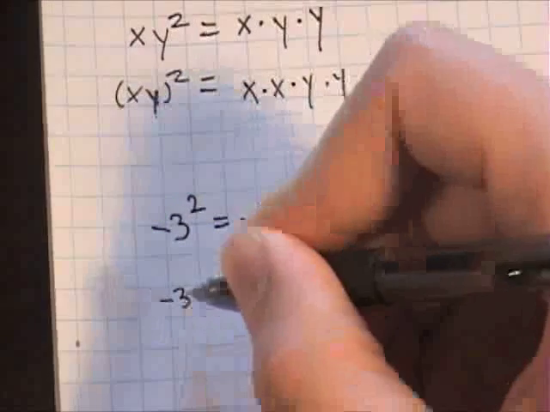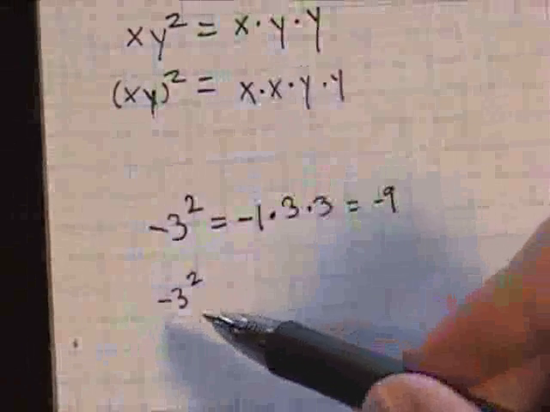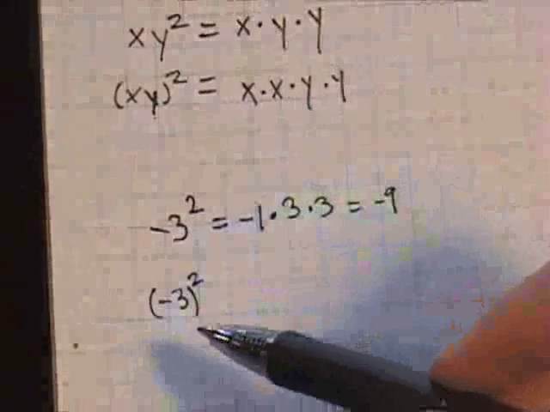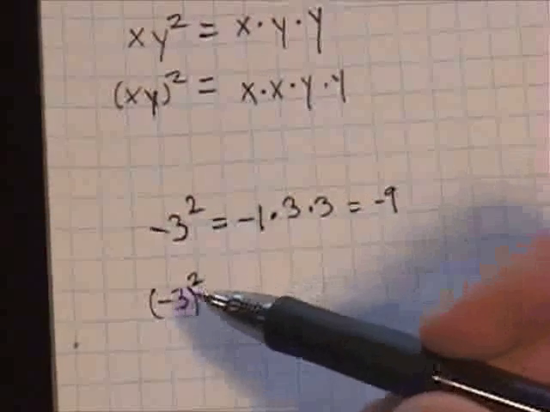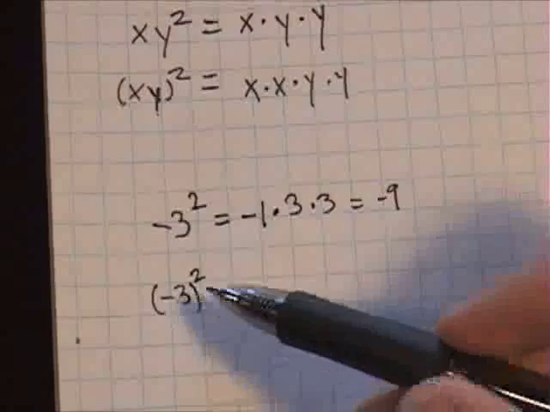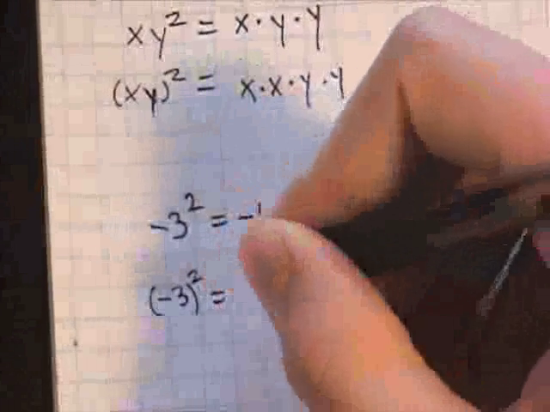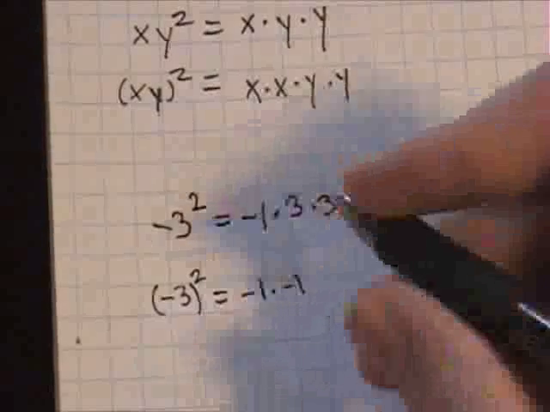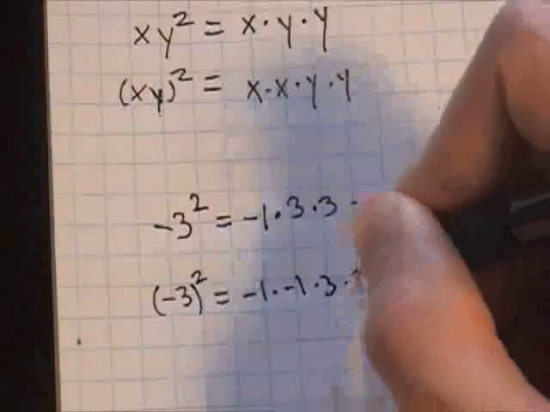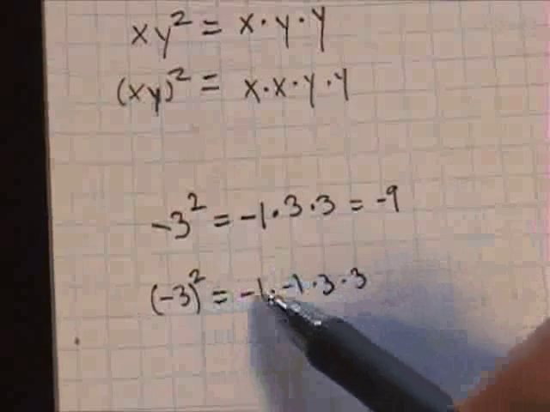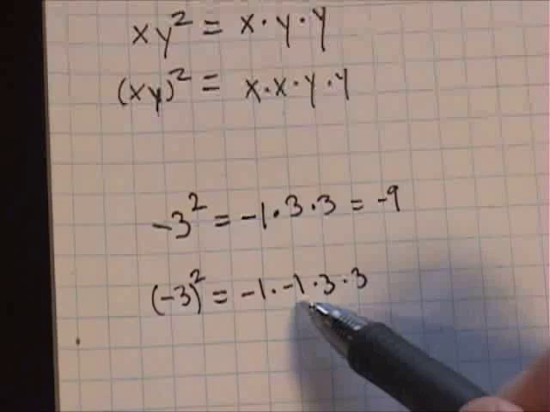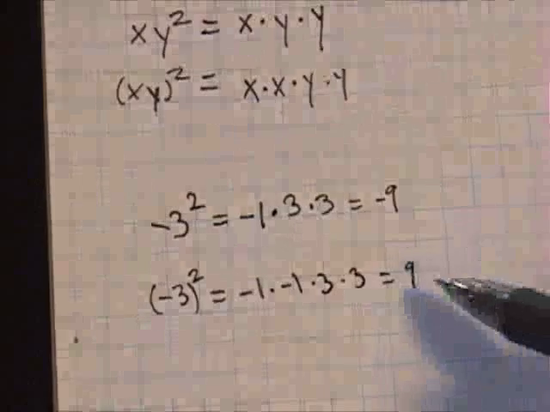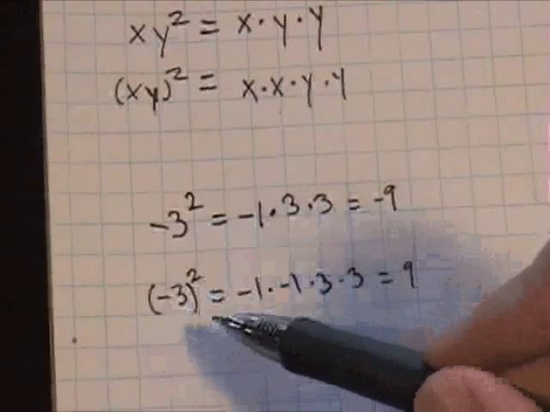If you were to write that same term, but you were to put both the negative sign and the base within parentheses, this 2 applies to both of them. So the -1 is repeated twice, and then the 3 is repeated twice. Well, these two -1s cancel each other out, so it remains a positive number, and 3 times 3 equals 9. So you can see that the change actually is drastically different depending on if you use these parentheses or not.